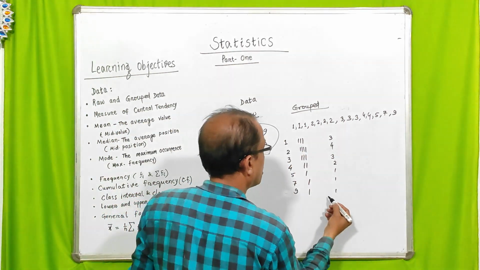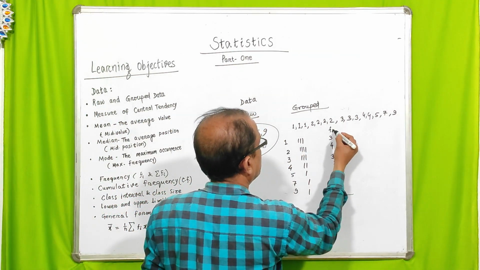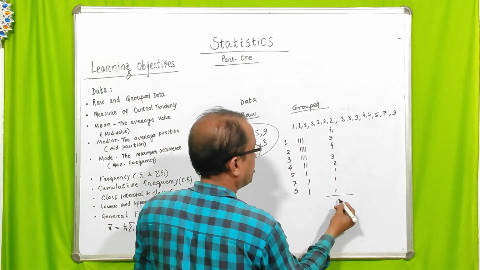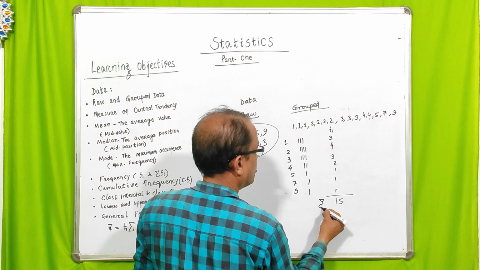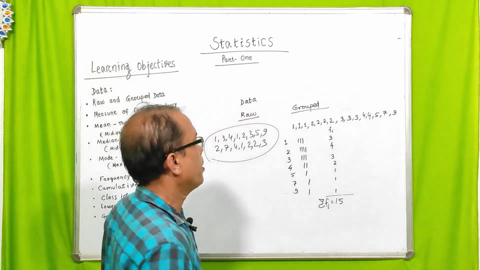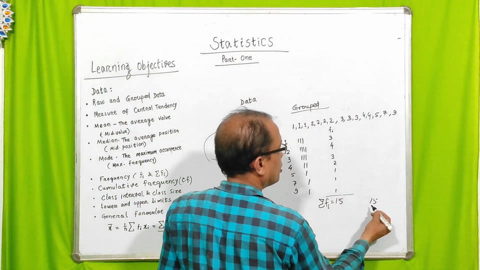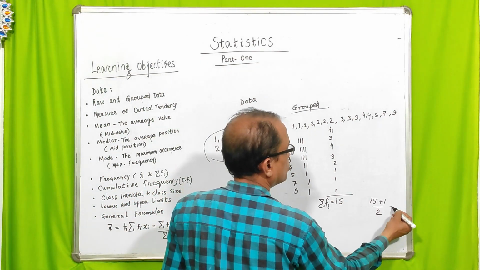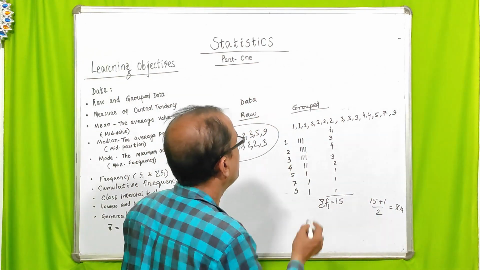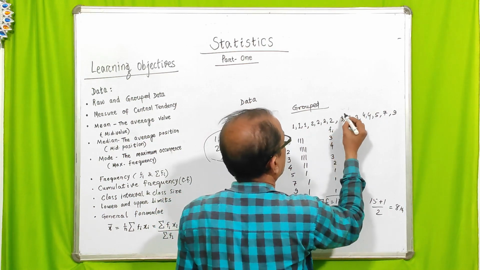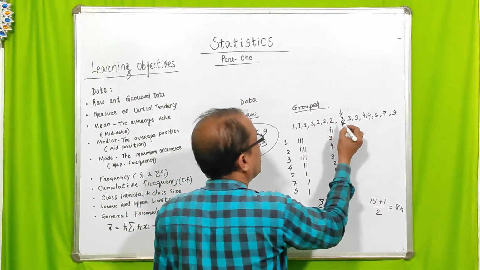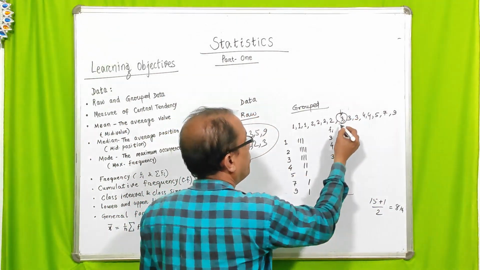Now if we add this frequency, 3 plus 4 is 7, plus 3 is 10, plus 2 is 12, plus 3 is 15. So sigma f is 15. That means we have taken 15 things, and out of 15, (15 plus 1) by 2 is the 8th. The 8th data will be the middle value, 1 2 3 4 5 6 7 8. If we arrange them in ascending order, the thing at the 8th position will be the median.